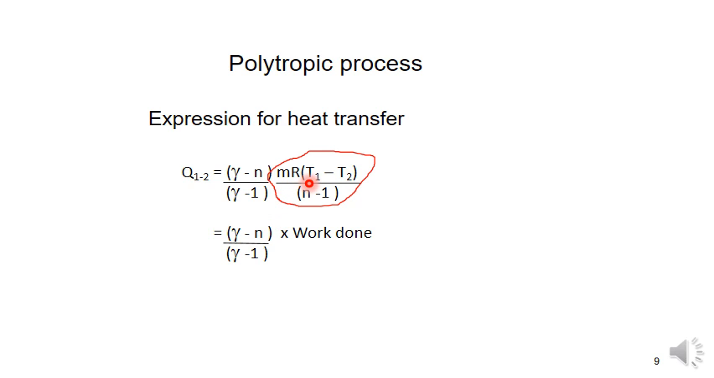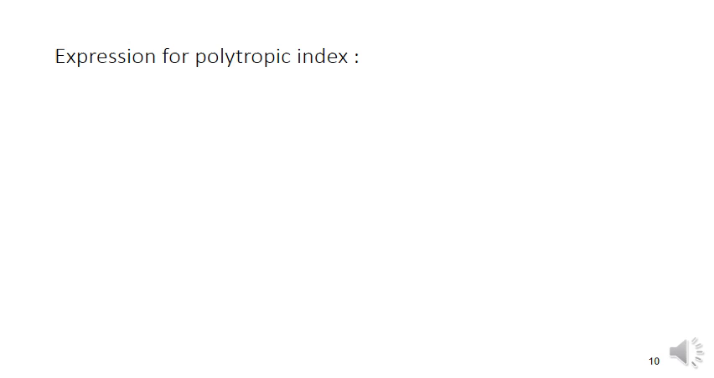For the work done we have two formulas. One is P1 V1 minus P2 V2 by n minus 1. Another one is mR (T1 minus T2) by n minus 1. So in terms of temperature, this is the equation, and in terms of pressure and volume, we can write the other equation. This is the expression for the heat transfer in the polytropic process.